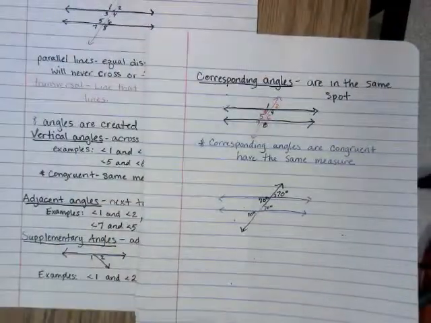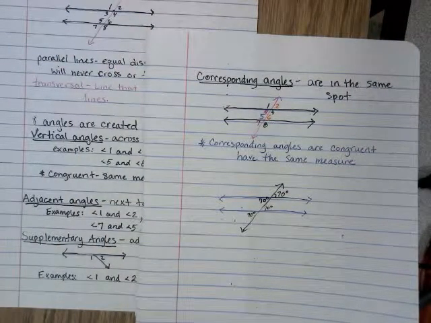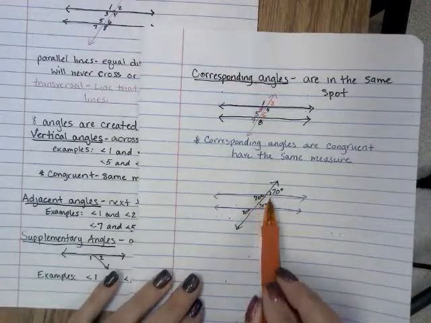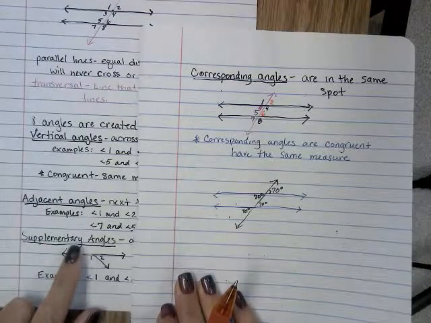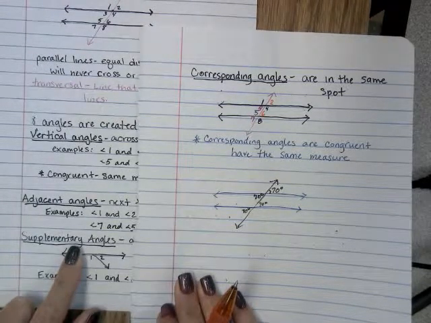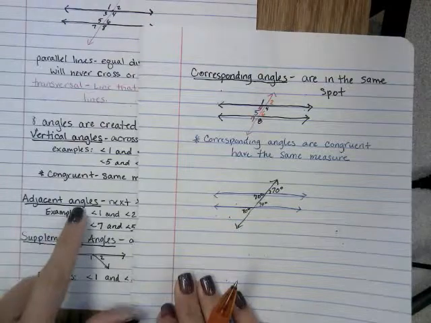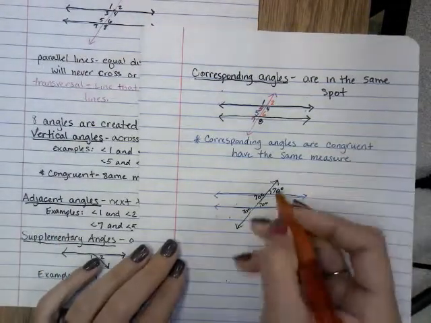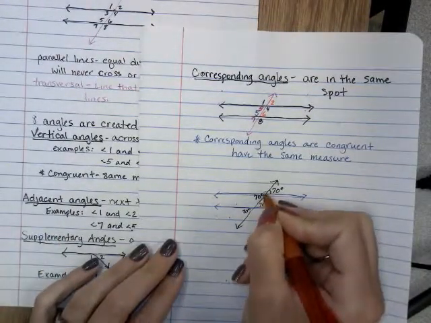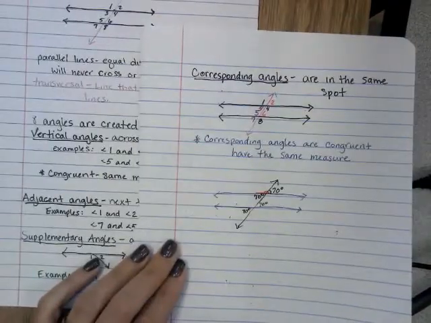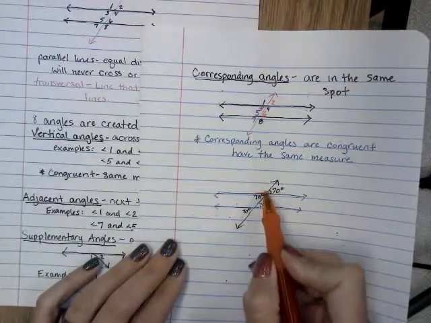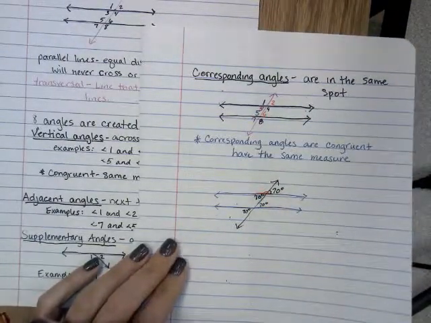Because they're corresponding, those are also 70-degree angles. I have 4 angles that are 70 degrees, and I have 4 unknown angles. But I know that adjacent angles that form a straight line are supplementary. That is a straight line, so together they will equal 180 degrees.